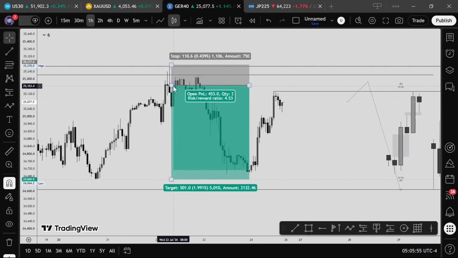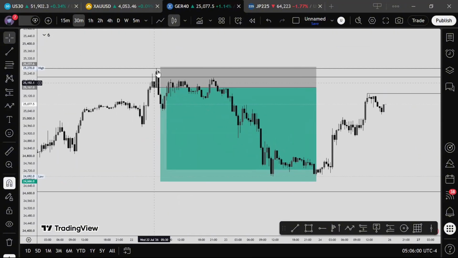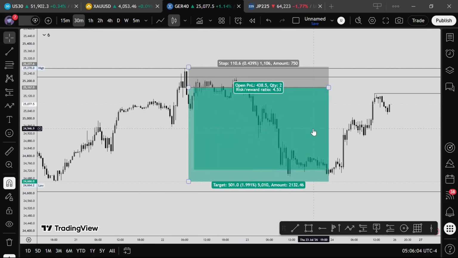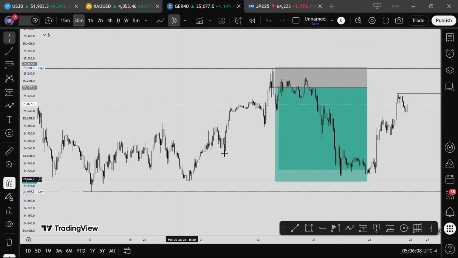It gave me a 2-hour or 1-hour confirmation entry. But if you look at it also on the 30 minutes, you can see clearly we have a sweep and a break right here. So that was basically where my entry was. My target's still here, that low.